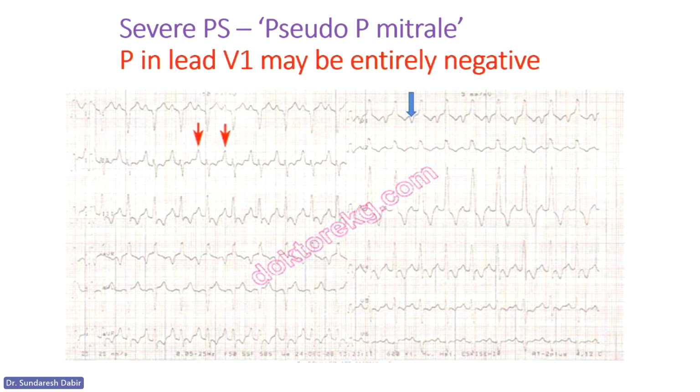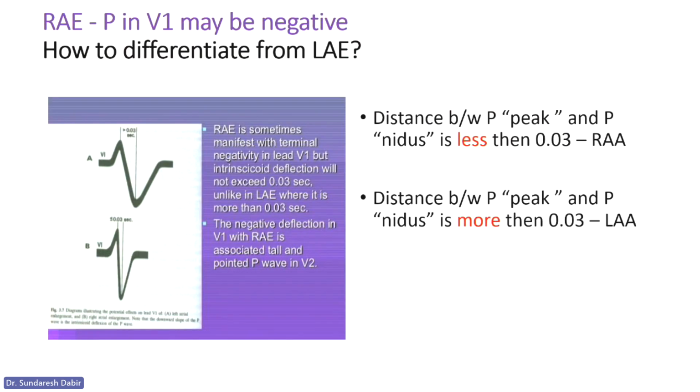Sometimes in RAE and LAE both, the P in V1 may be negative. So how to differentiate between LAE and RAE? Look at the distance between the P peak and the P nadir. Okay, this is the P peak and this one is the P nadir. The difference between the two: if it is less than 0.03 second, then it is a right atrial enlargement. If the distance is more than 0.03, then it is a left atrial enlargement.